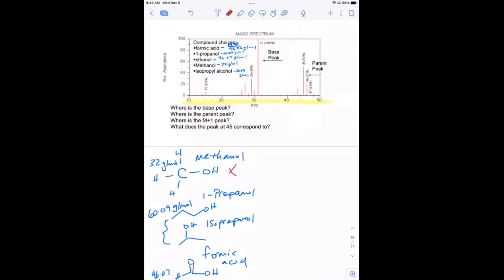Anybody not catch that? All right, what about the next two samples, 60.09? Same spectrum, right? It's not on there. It only goes to 50. So it can't be either one of these.